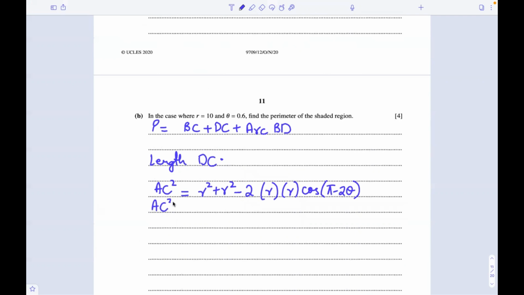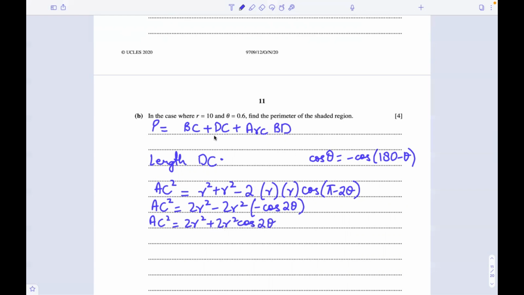Simplifying this, we get AC squared is equal to 2R squared minus 2R squared. And now applying the identity for cos, which is cos of theta is equal to negative cos of 180 minus theta. So as we have pi minus 2 theta, this can be written as negative cos of 2 theta. So AC squared would become 2R squared plus 2R squared cos 2 theta. Now we have the values of R and theta, we can substitute them up there.